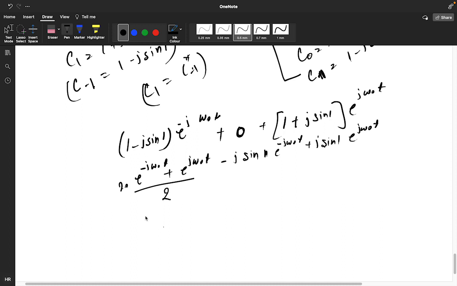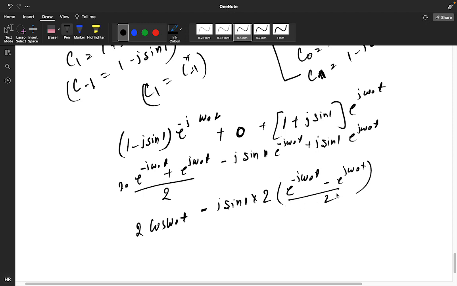So if you use this, what value will you get? 2 cos omega naught t. Okay, and here we have j sine 1 common. So I am taking minus j sine 1 common, multiplying by 2. So what value will I get? e power minus j omega naught t minus e power j omega naught t divided by 2.